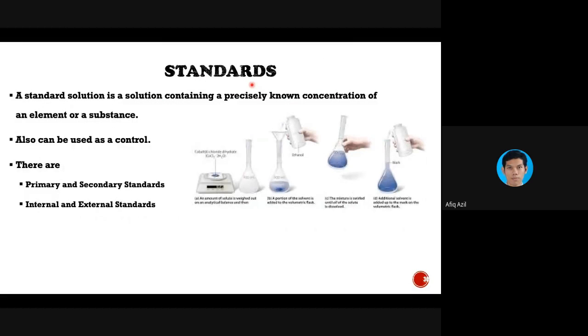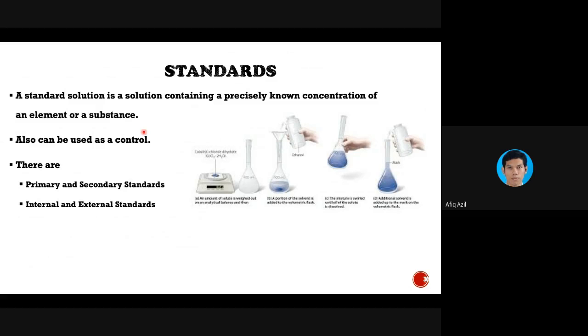So you have to purchase a standard of caffeine. This can be purchased through chemical suppliers, they do sell standards for various chemicals. You purchase this standard of caffeine, for example, and then prepare a standard solution. This standard solution contains a precisely known concentration of an element or a substance. Then you take this and analyze it together with the sample, and only then can you compare between these two.